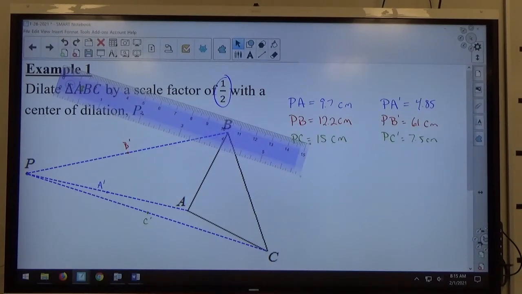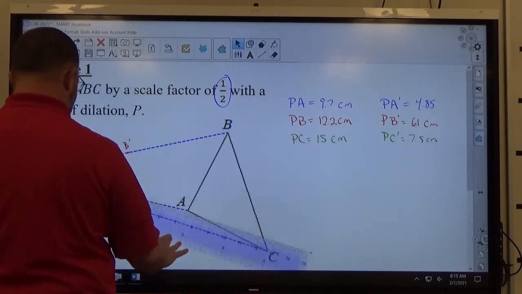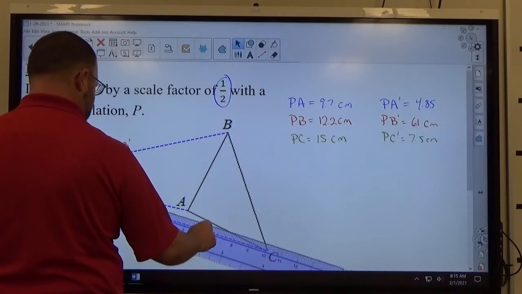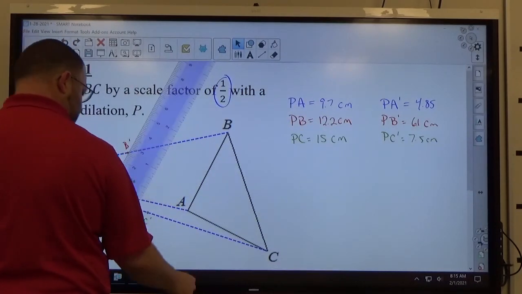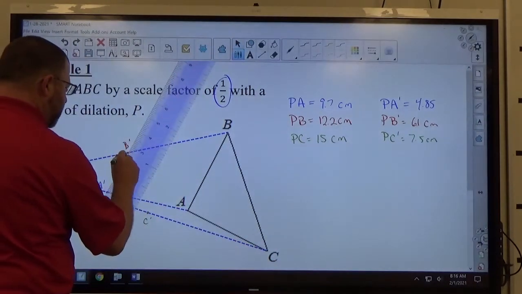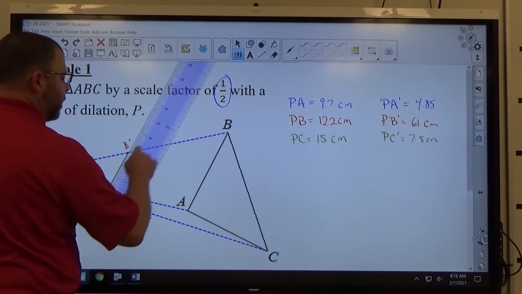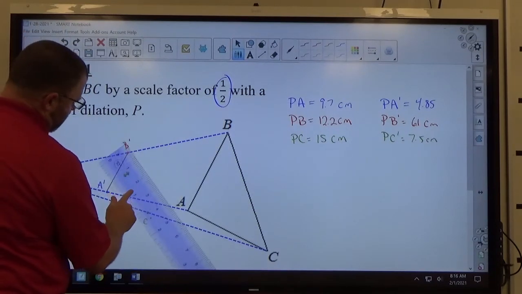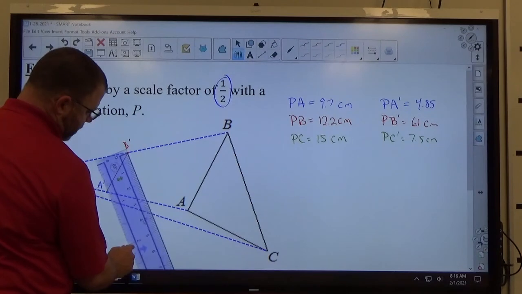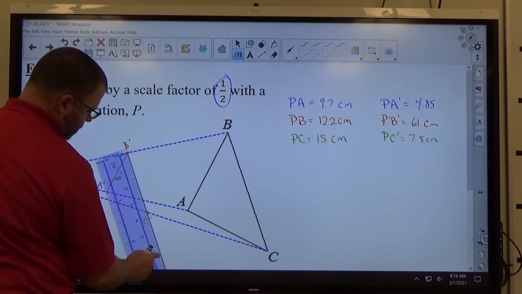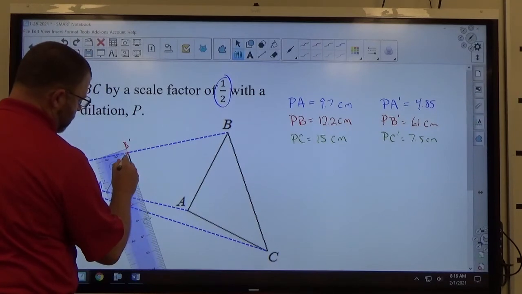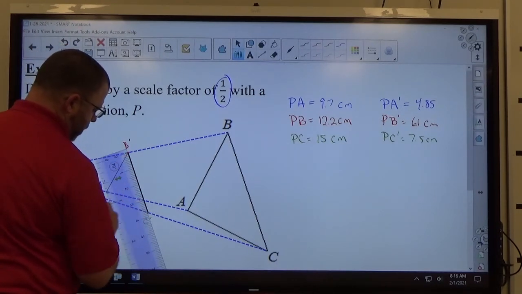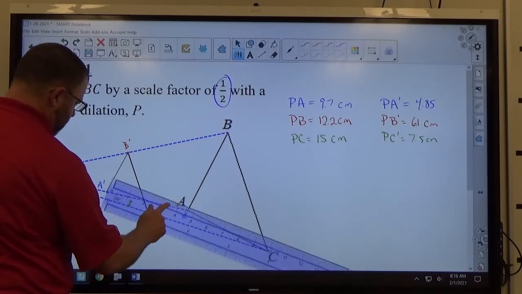Once I've drawn all three vertices of the polygon I'm trying to dilate, then I just connect the dots, A prime, B prime, and C prime, to create this half scale factor version of ABC. So it's just a matter of lining up my ruler properly and connecting the dots. So connect A prime to B prime, and then B prime to C prime. Finally, C prime to A prime.